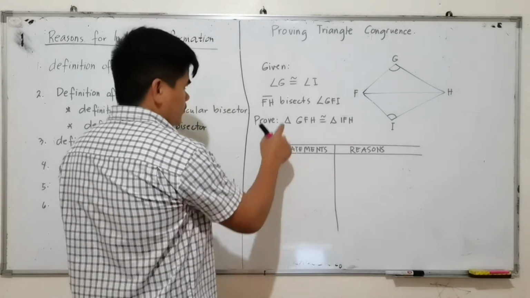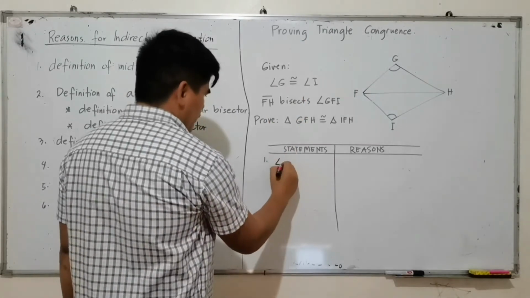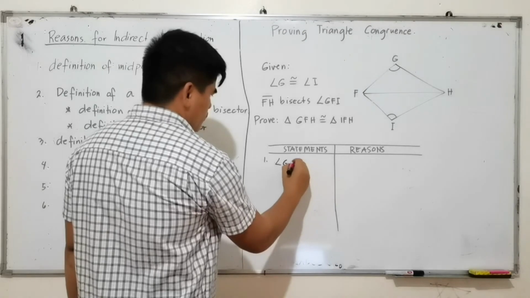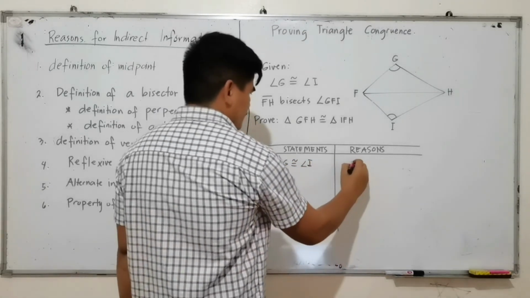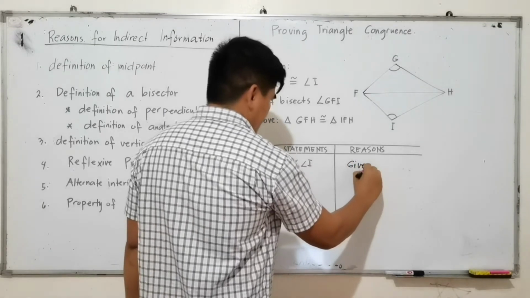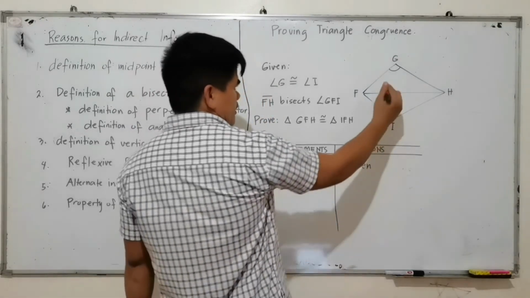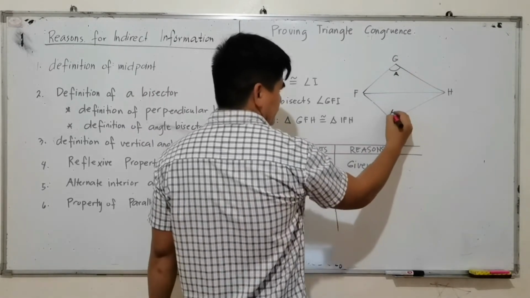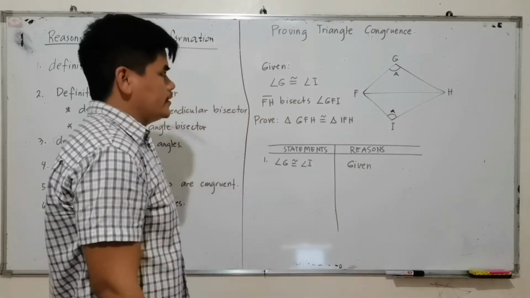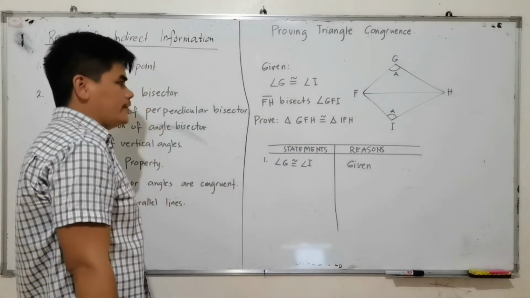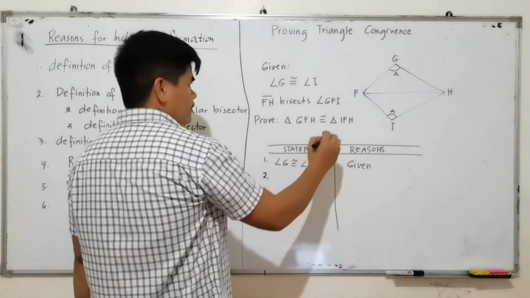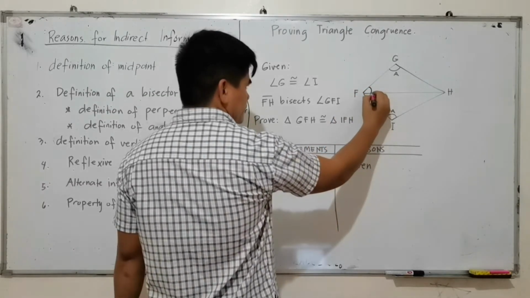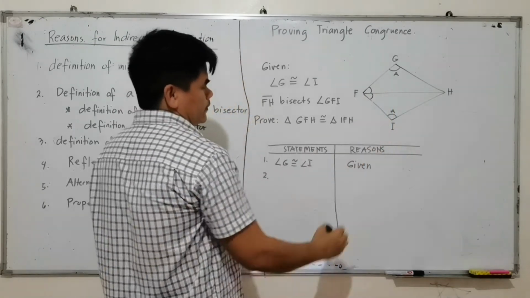Okay? Now, we will write this. We have angle G is congruent with angle I. The very reason is given. What's next? This is angle, right? So, next we have another angle. What do you think? We have this angle here and here, right?